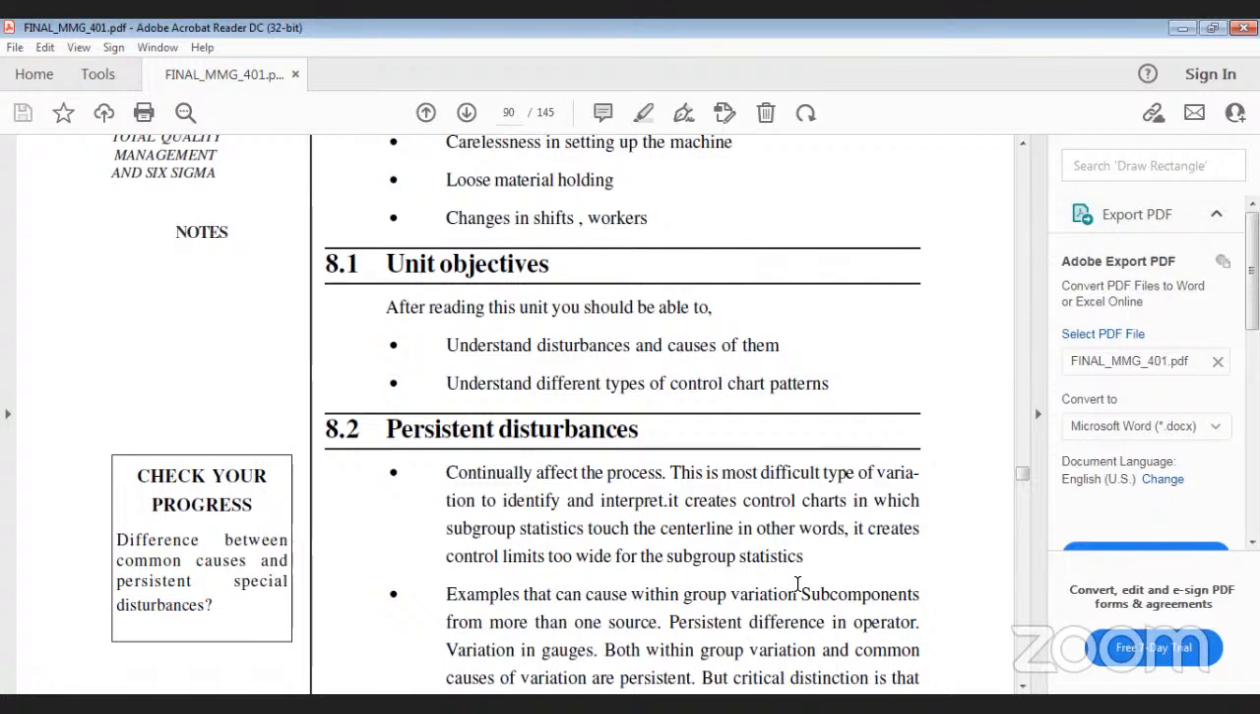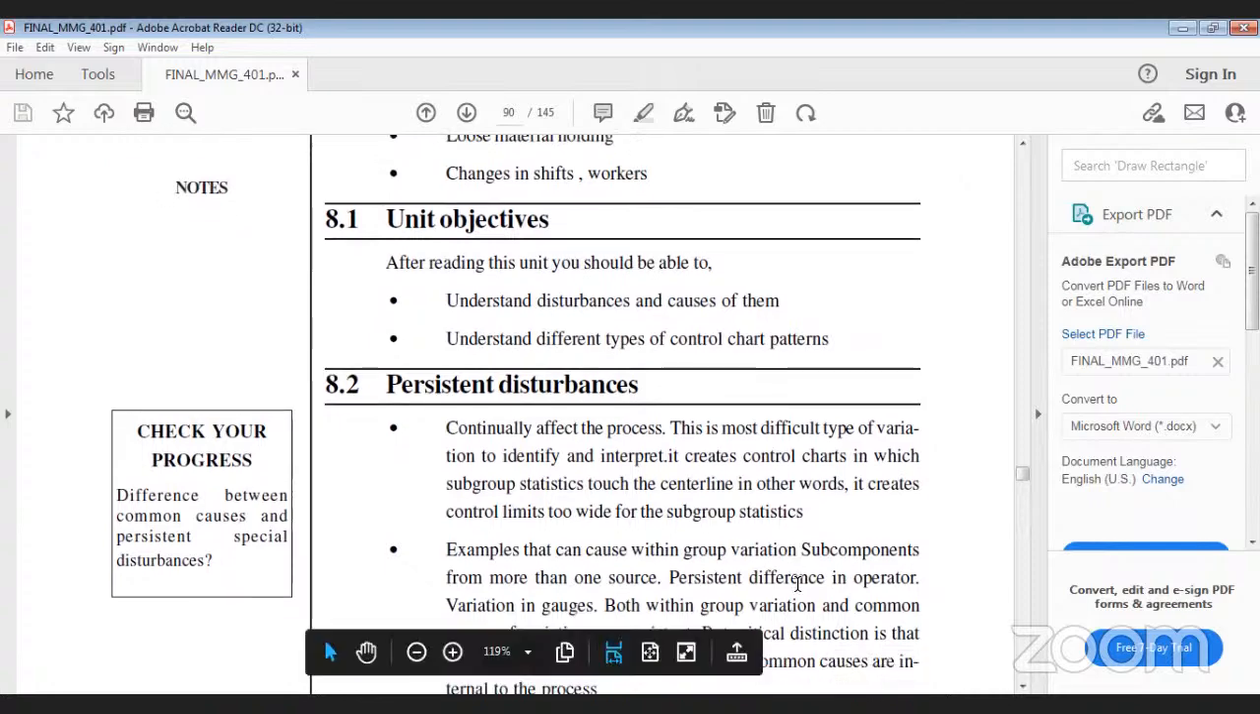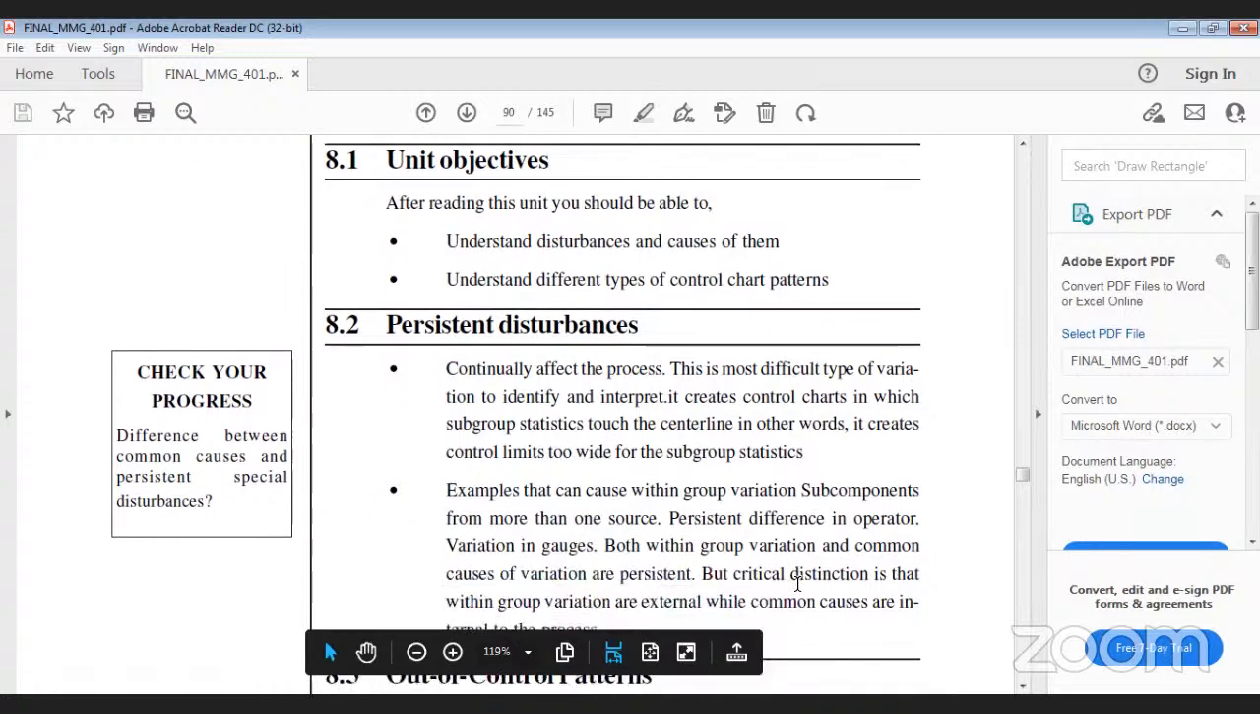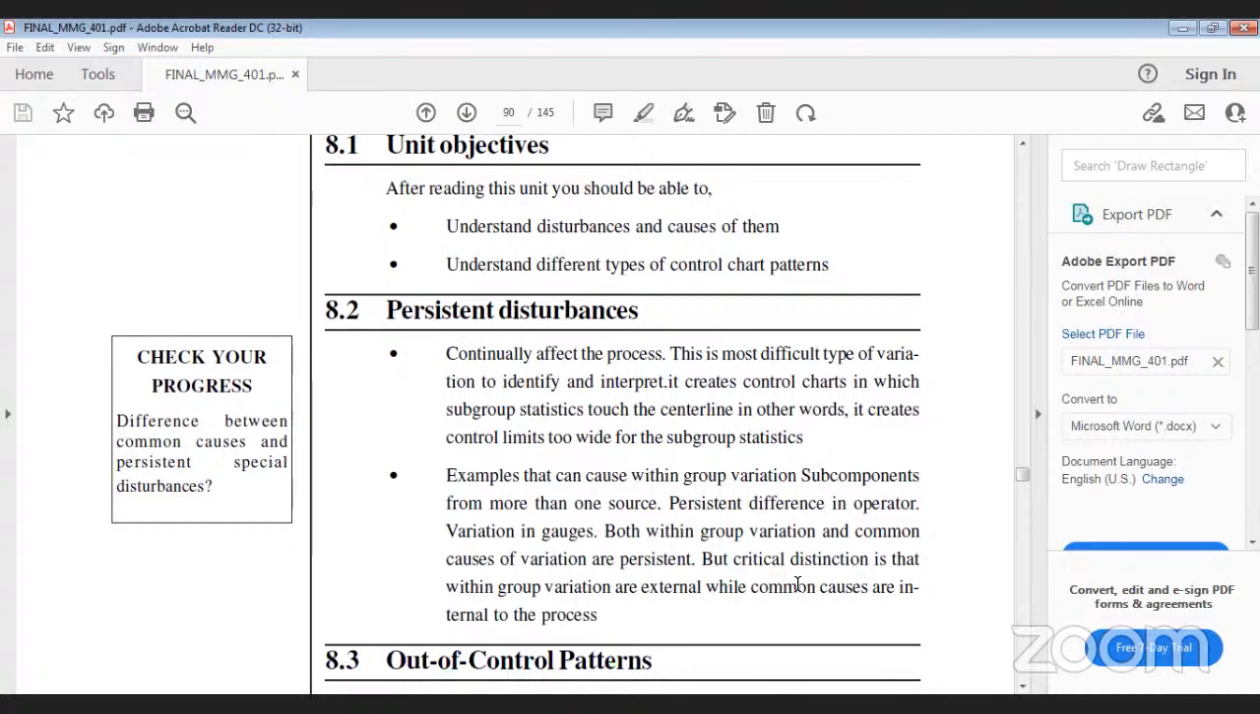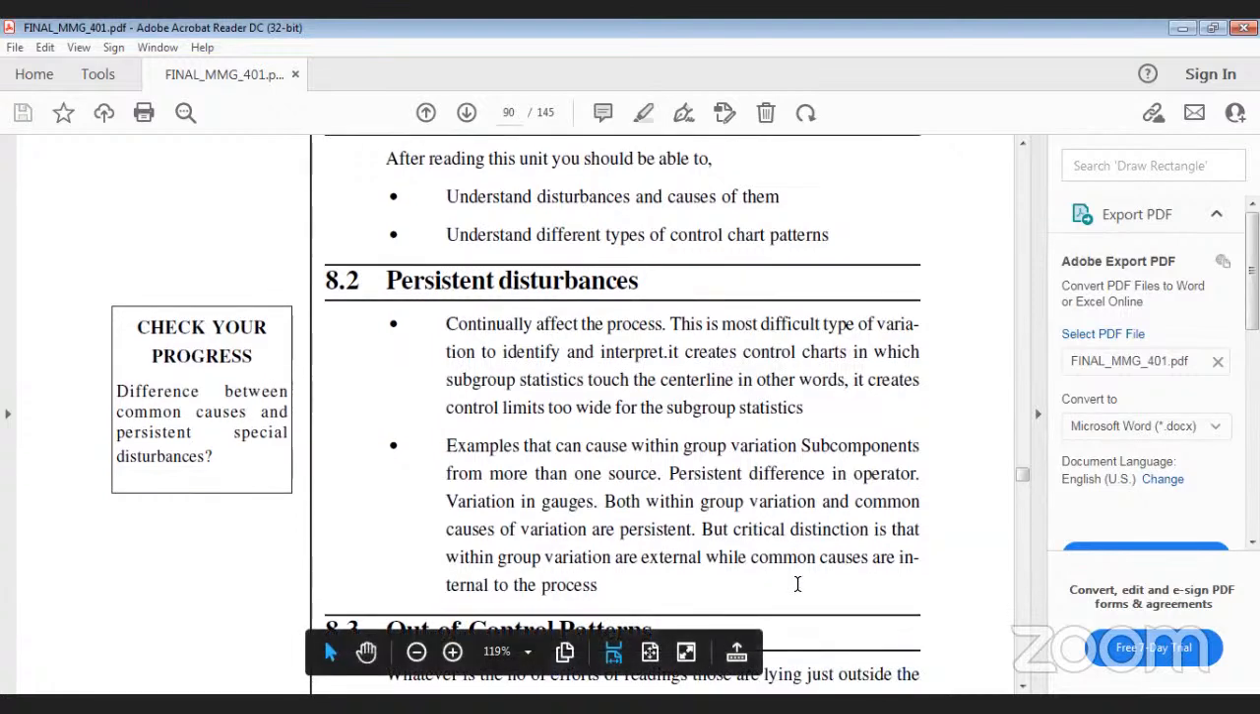Here we are, this is the most difficult type of the process. It can also make the control limits too wide, and the statistics also. Examples occur with components from more than one source, and persistence also appears here, with different operating variations of the gadgets. Both within-group variation and common-cause variations are persistent here, but the critical distinction is there.